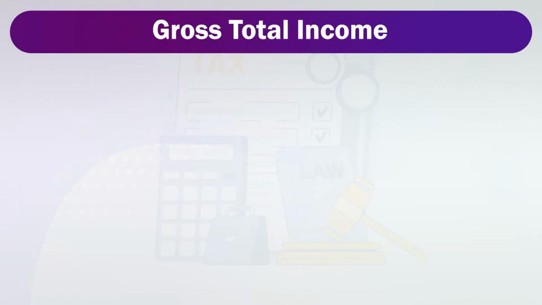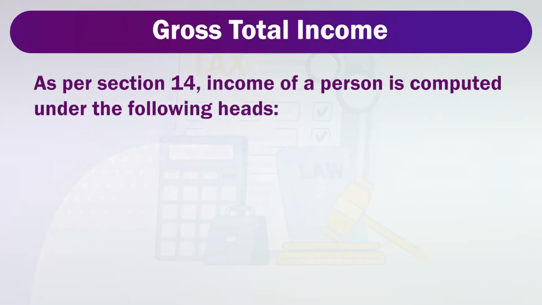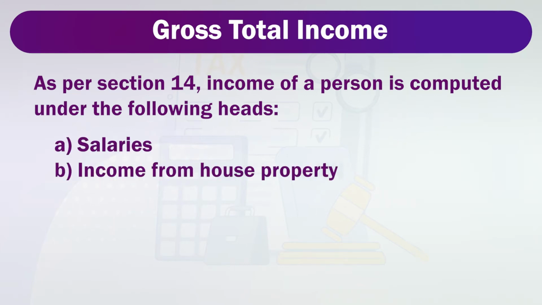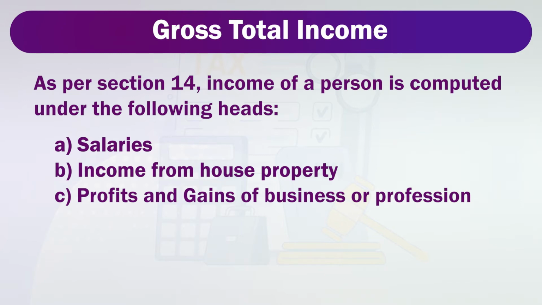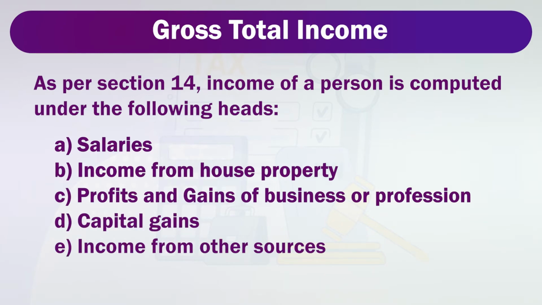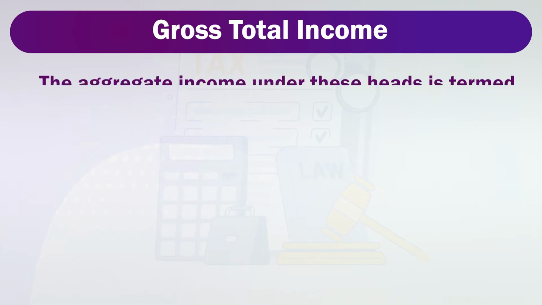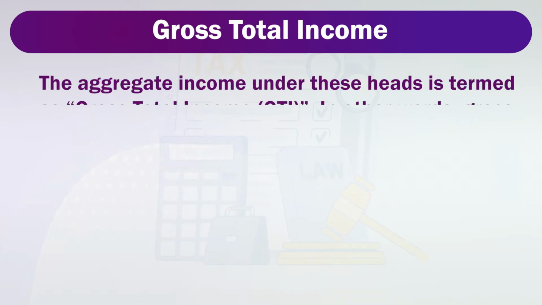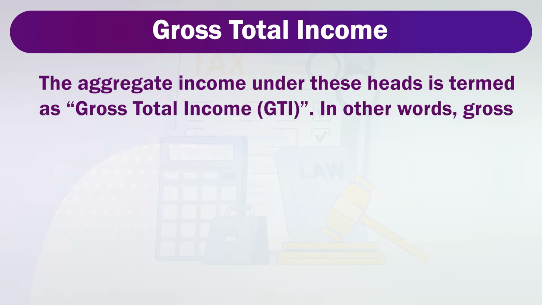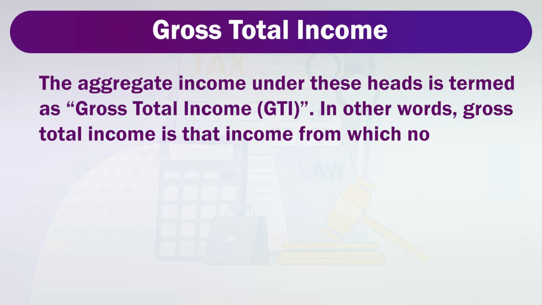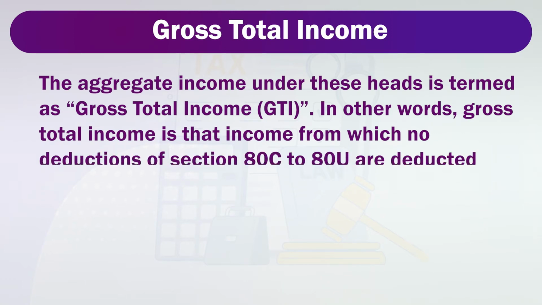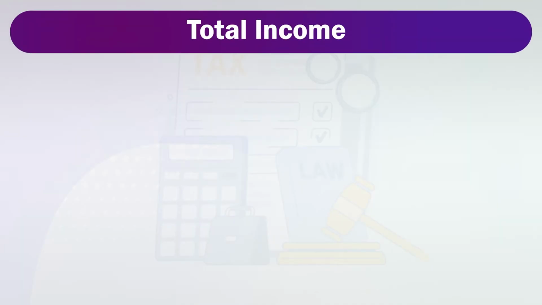Next concept is gross total income. As per section 14, income of a person is calculated under the following heads: salaries, income from house property, profits and gains of business or profession, capital gains, and income from other sources. The aggregate income under these heads is termed as gross total income. In other words, gross total income is that income from which no deductions of section 80C to section 87 are deducted.